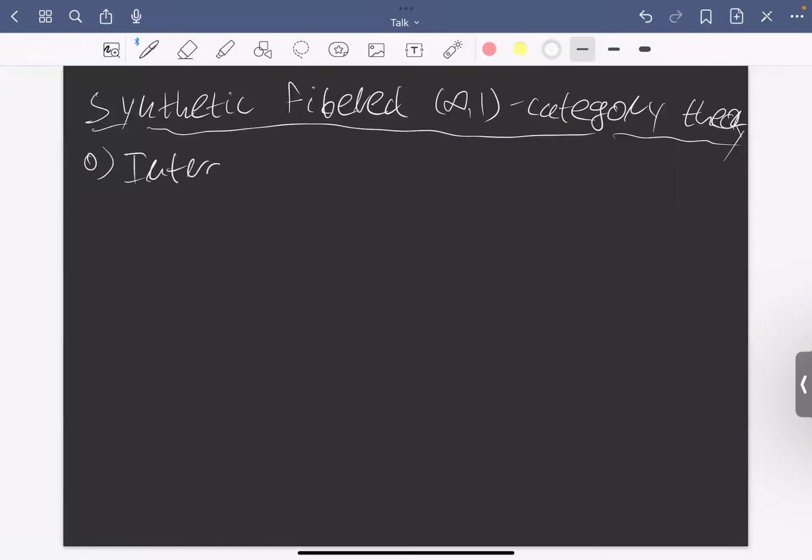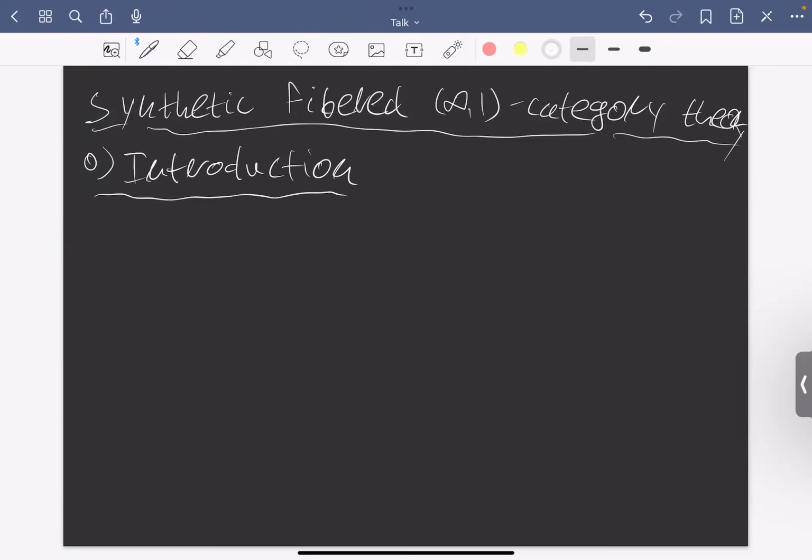Okay, so let's get this going with a little introduction. First of all, this talk is about some approach to doing infinity category theory in a certain synthetic style. So we'll get to what that means in a bit.